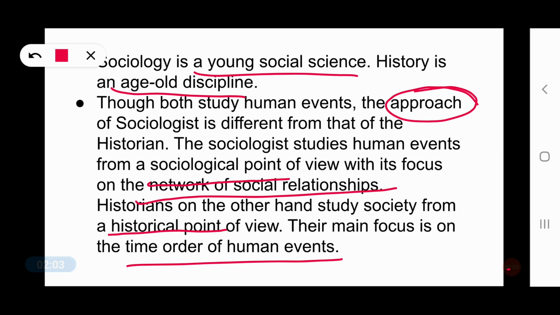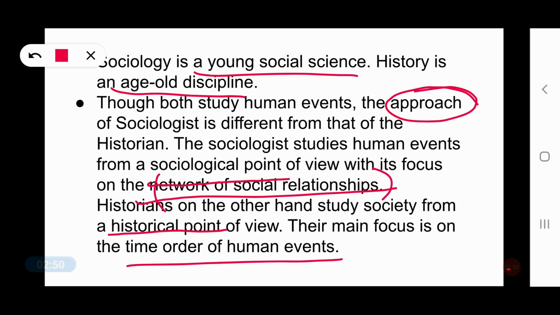Now, this might seem to be a very commonsensical point, that sociology studies society from a sociological point of view while the historian studies society from a historical point of view. But if you think properly, you will see that both of these disciplines study society and human events. But a basic difference is that sociology studies it from the point of view of the network of social relationships. What is meant by network of social relationships?